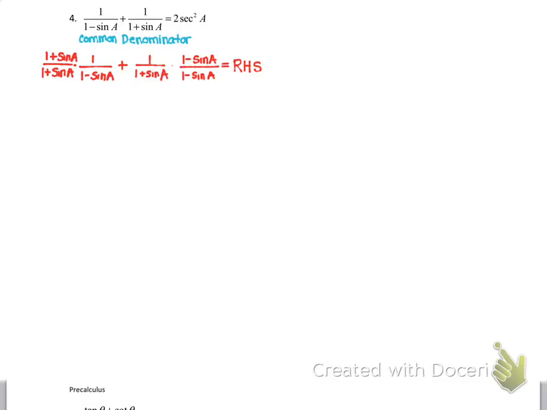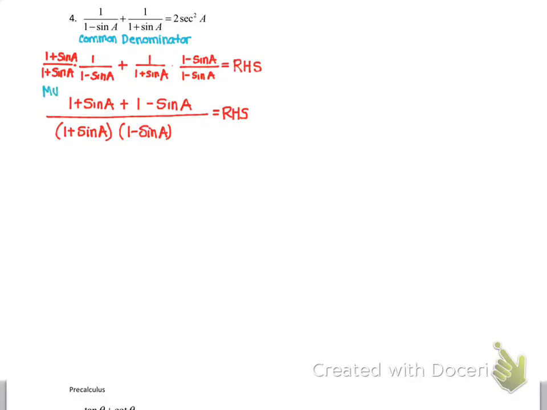So I'm going to multiply those through, which just leaves me with 1 plus sine A plus 1 minus sine A, all over both factors, 1 plus sine A and 1 minus sine of A. Oh, I didn't add in my step. We multiplied.